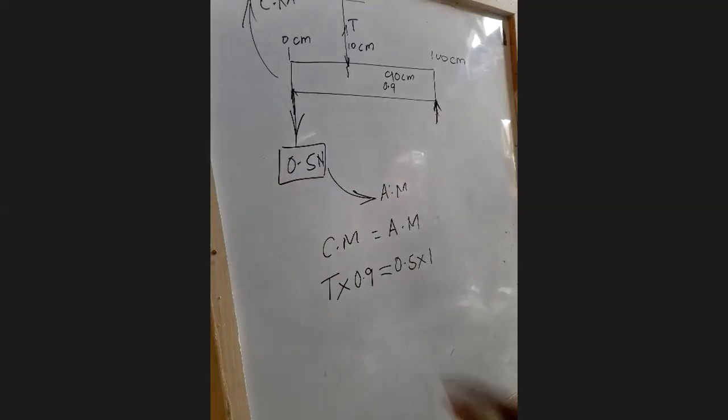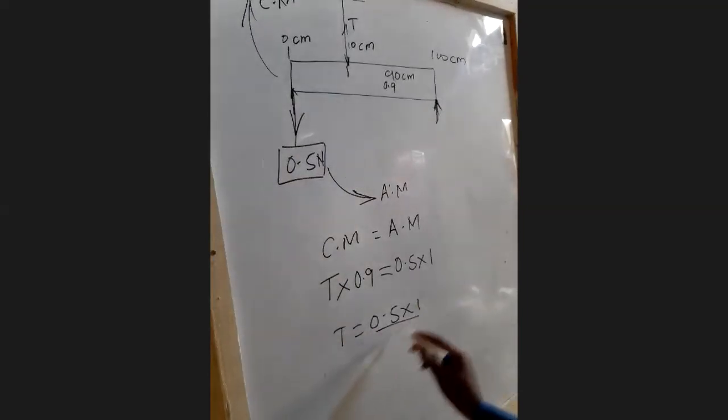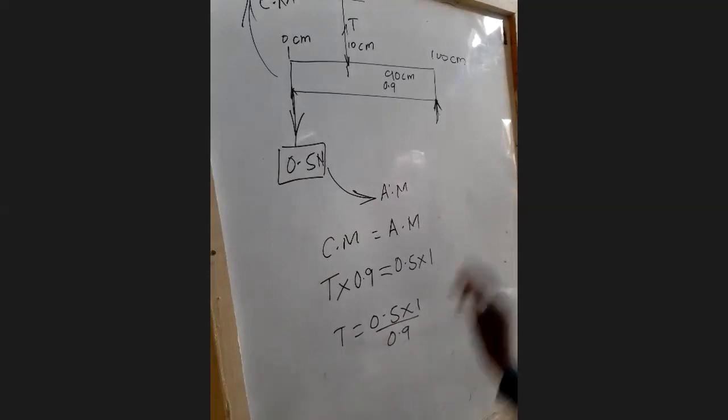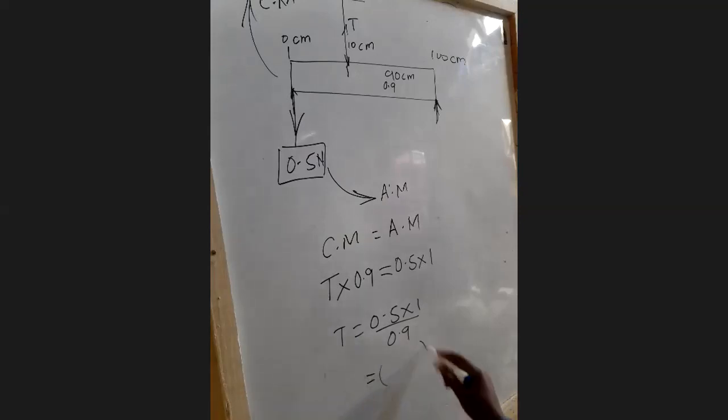So T is going to be equal to 0.5 times 1 divided by 0.9. If you solve that out, you're going to have your answer. That is the force, and it is going to be in Newtons. So that is 0.5 divided by 0.9, which will give you the tension in the string.